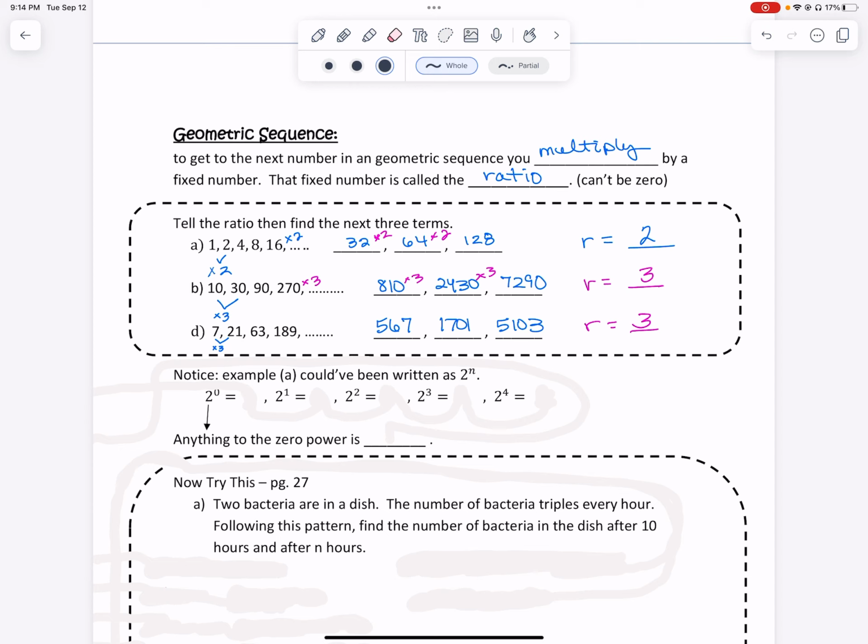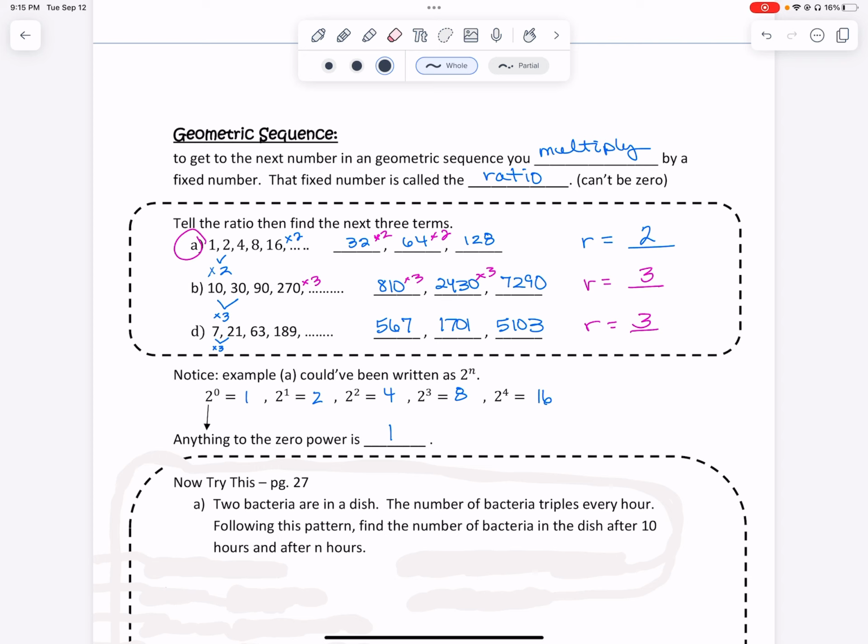that the very first example, this one right here, we could have written it as 2 to the 0, 2 to the first, 2 to the second, 2 to the fourth. Notice those numbers, 2, 4, 8, 16. The only one that seems to mess it up is you have 1, but just remember, anything to the 0 power is 1. So it could have been written as 2 to the n.